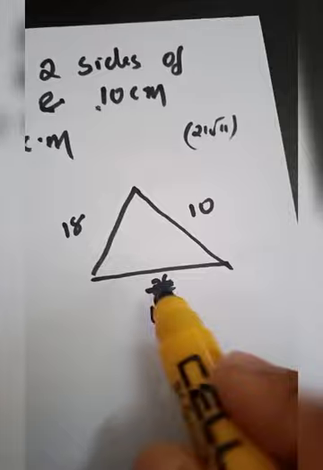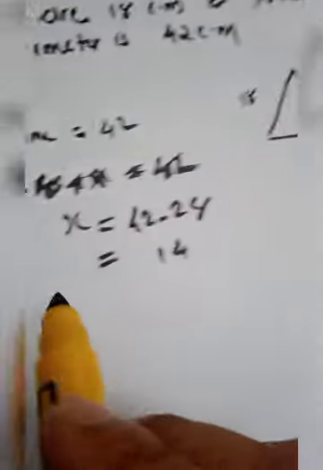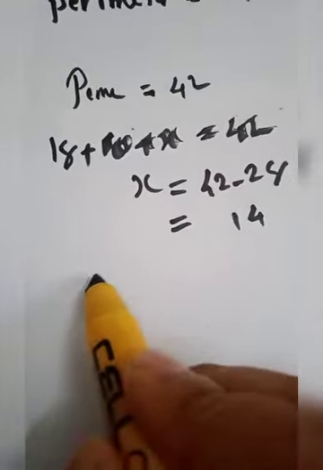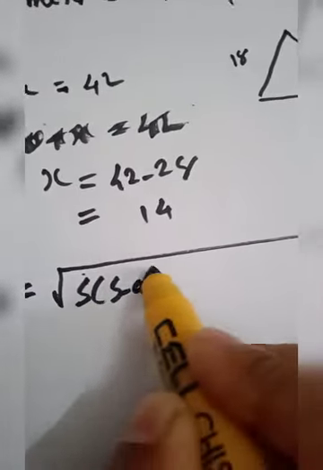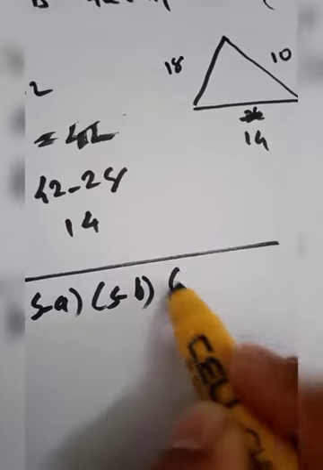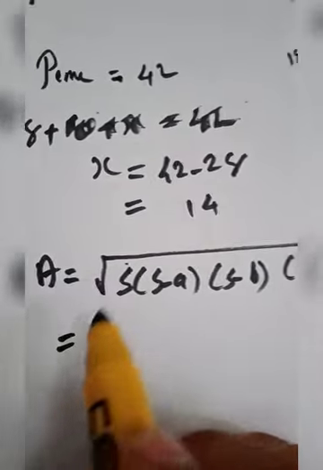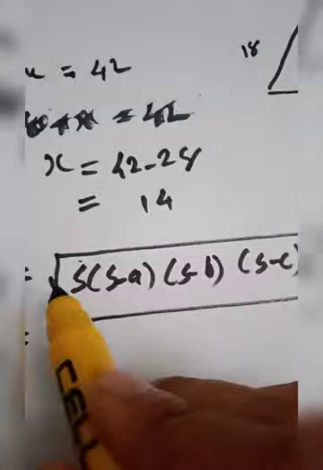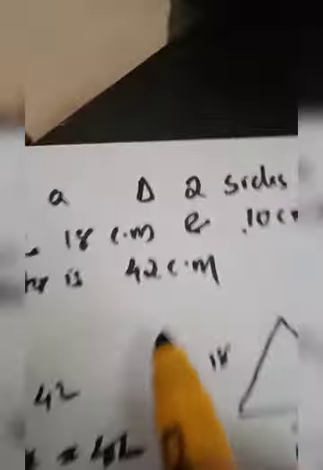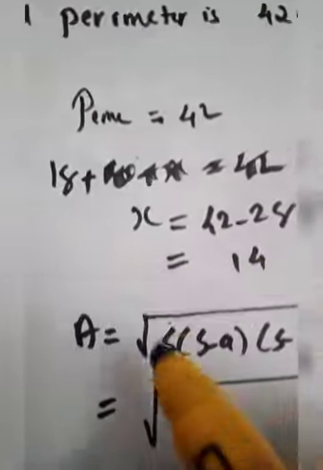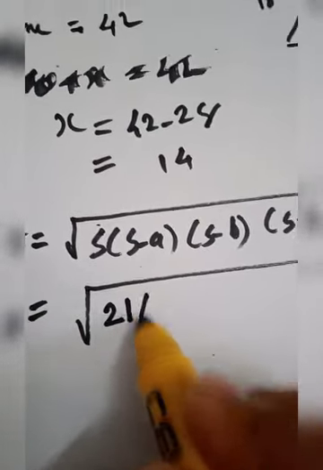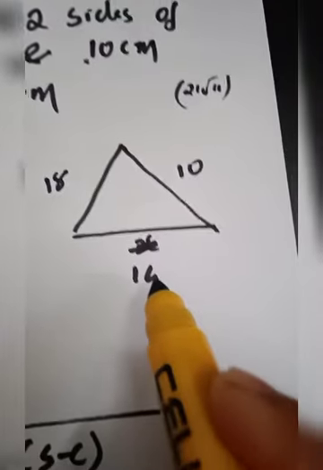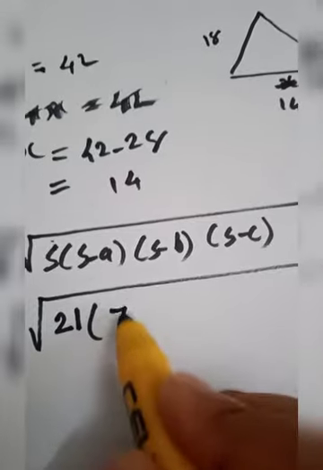Since we got all three sides, now it's time to calculate the area by using Heron's formula. It becomes square root of s into s minus a into s minus b into s minus c. And what is s? S stands for semi perimeter, or half of the perimeter, and the perimeter is given as 42. So s will be half of that, that means half of 42, that is 21. So 21 into s minus a, 21 minus 14, what is that? 7. Is it clear for you?